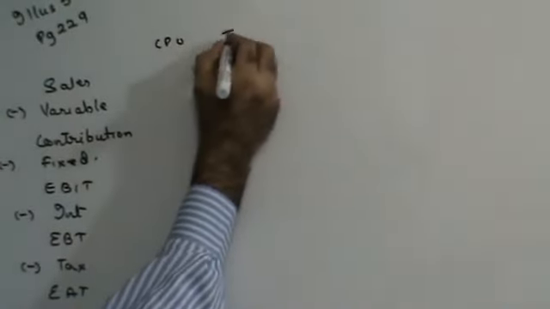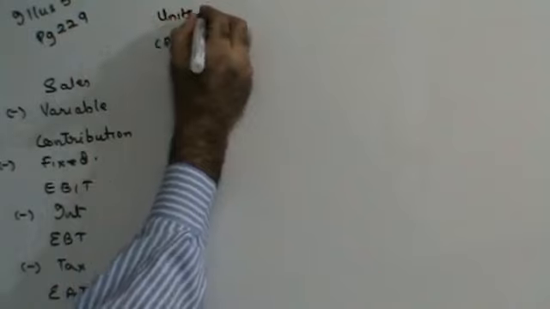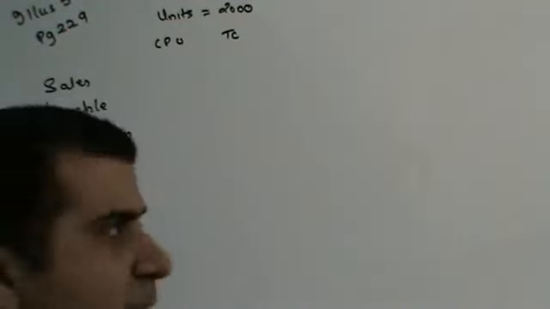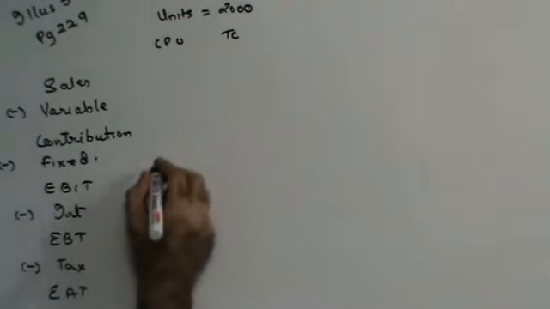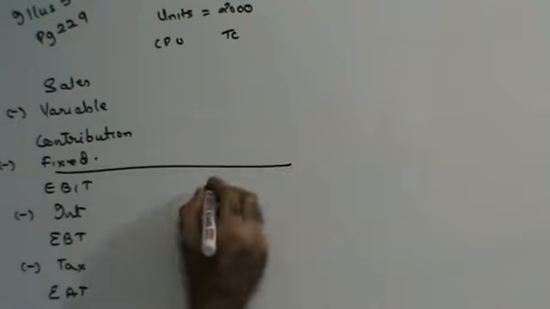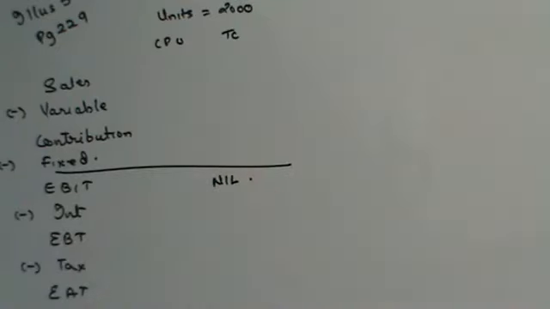Now they said that X Corporation Limited has estimated that for a new product the break-even point is 2000 units. They've given you units as 2000. Now if they say break-even units is 2000, what do you mean by break-even? Break-even means where your EBIT is going to be equal to nil. If they say break-even units is 2000, that means your EBIT is going to be nil. This is the trickiest part of the sum, right?